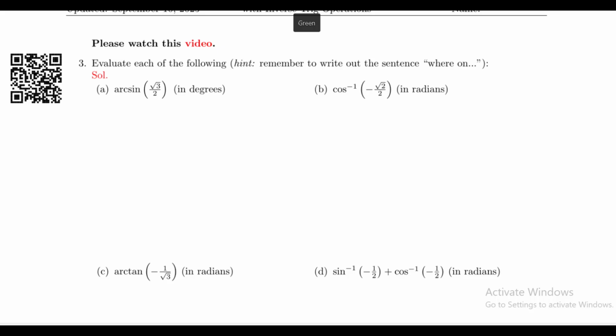So folks, in this video we want to practice using our inverse trig functions. And the most important thing to remember is to write out this sentence, where on, and then you list the restricted interval.